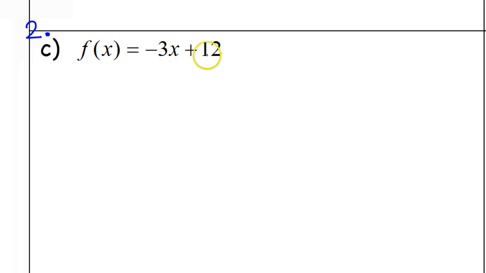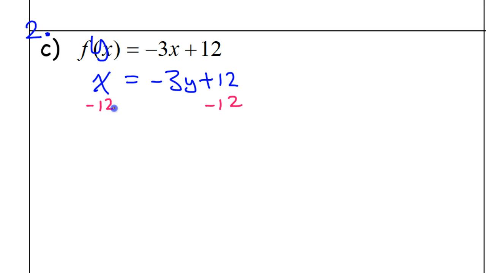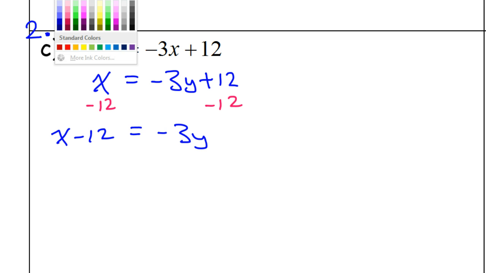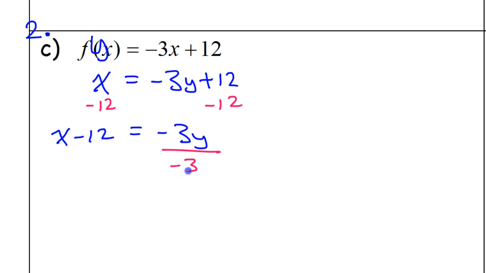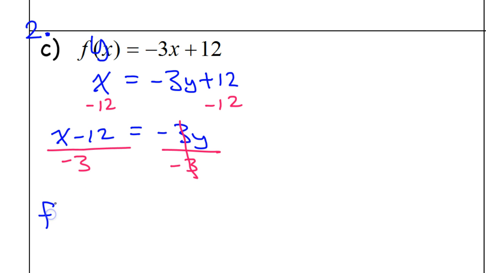Alright, number 2, part C. Again, we're finding the inverse. So this is like a y. So we're going to switch x and y and then solve for y. So if I switch x and y, that's going to look like this. Now if I solve for y, I will subtract 12 from both sides. That's going to give me x minus 12 is equal to negative 3y. And then I'm going to divide everything by negative 3. Now I could make one big fraction and sort of leave it like this. So one version of an answer would be f inverse is equal to x minus 12 over negative 3.